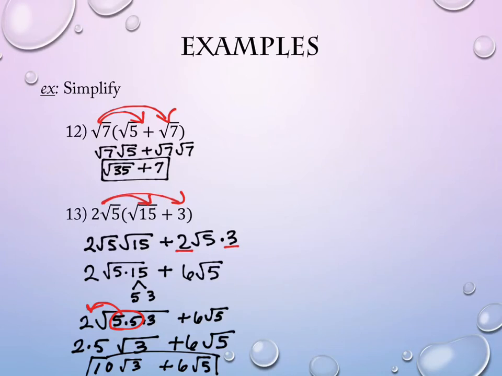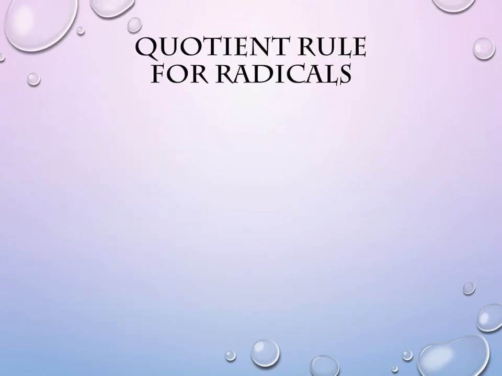Okay, so we had a product rule for radicals. We also have a quotient rule for radicals. The quotient rule for radicals says the following. If you have the nth root of A over the nth root of B, you could write them all underneath the nth root together, nth root of A over B. And sometimes it's easier to simplify them if you do that.